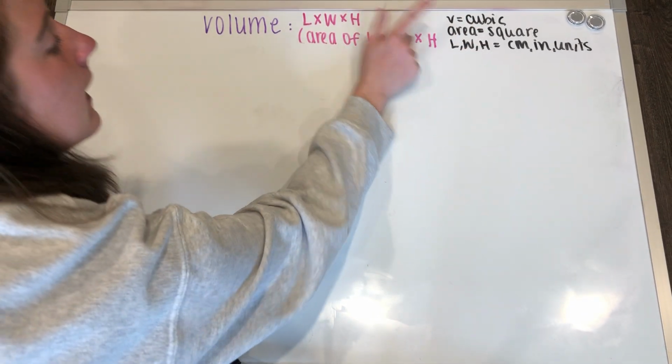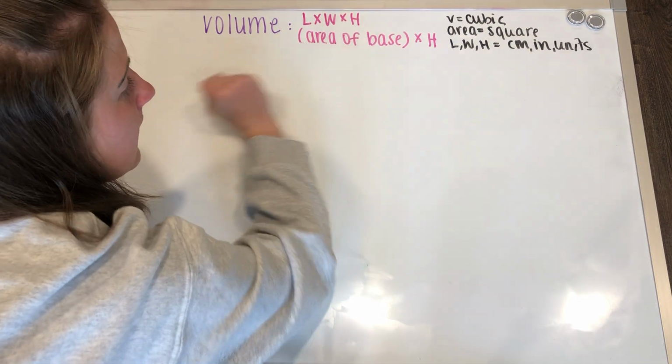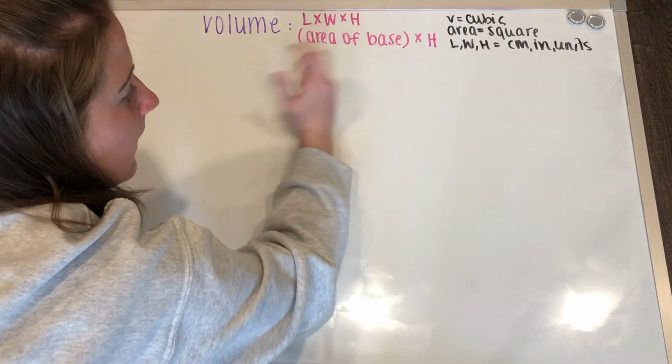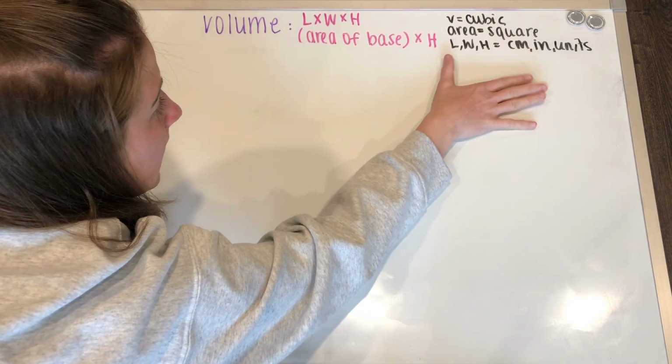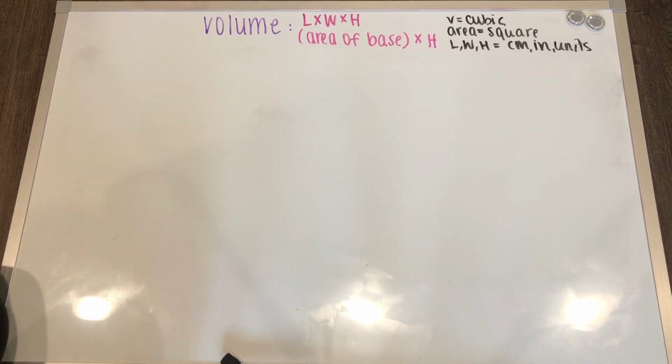And just a reminder that if you are finding the volume, your answer is going to be cubic units, whatever that is. The area will be square units, like centimeters, inches. And then if you're just finding length, width, or height, then your answer is just in plain units, centimeters, inches. It's not cubic or square. Okay, so that's just a little review about volume of rectangular prisms.